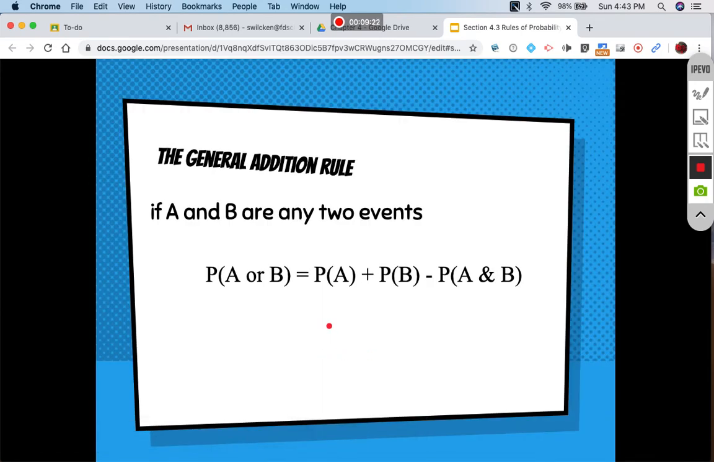So here's our formal rule. This is general, so this works for any OR problem, any union problem. The probability of A or B is the probability of A plus the probability of B minus the probability of A and B.